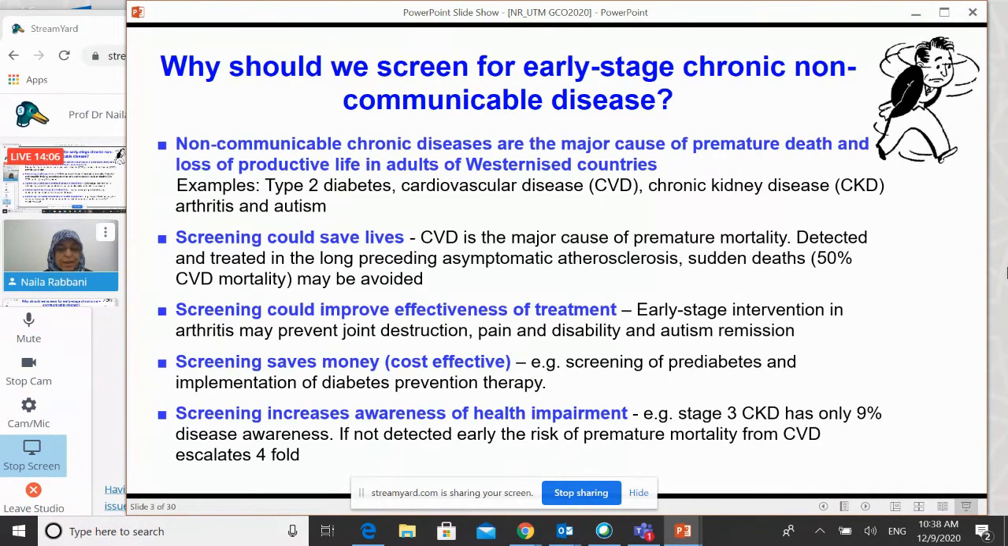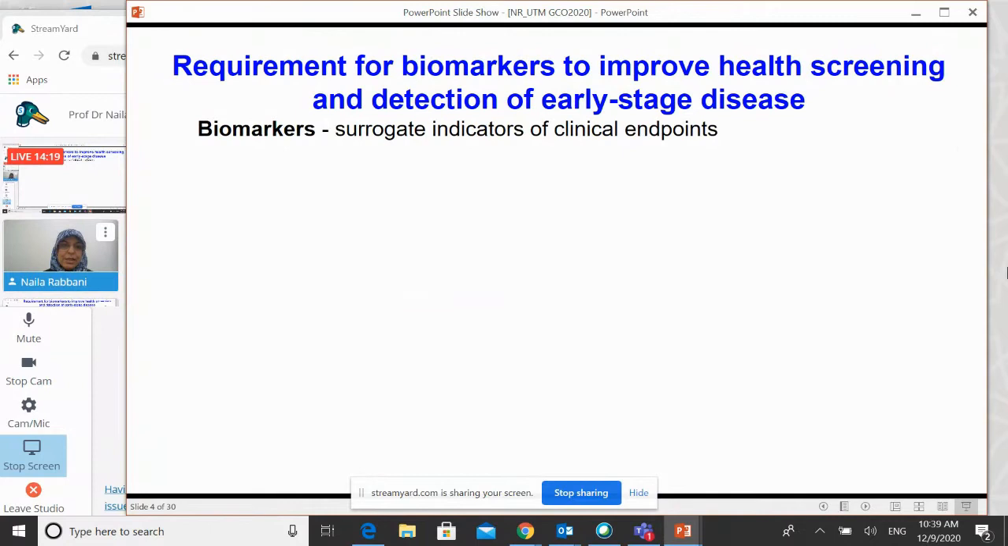If not detected early, the risk of premature mortality from CVD escalates fourfold. So that's why it is important that we screen early-stage chronic diseases. To do that, we need biomarkers. Biomarkers are important for improved health screening and detection of early-stage diseases.